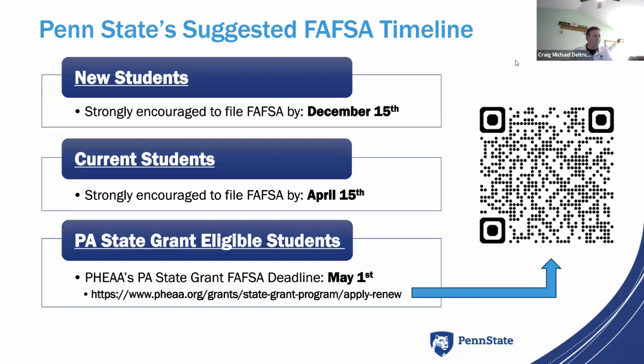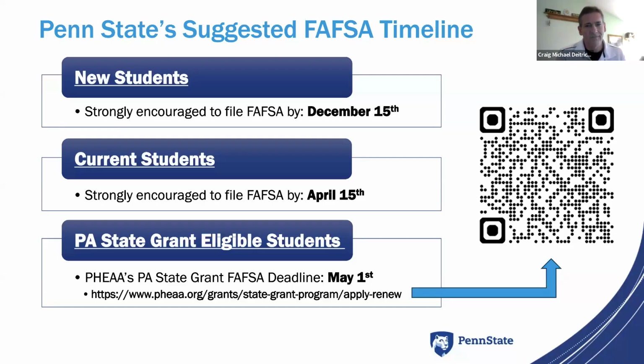Here are our suggested timelines. We highly encourage new students to file their FAFSA by December 15th. Again, we told you that the actual deadline is not until June 30th of 2027. But we wanted to make sure that you're in our first round of awarding, and we'll talk about the awarding timeline a little bit later. So to make sure you are in there, December 15th is the date you want to put on your mind or in your calendar.